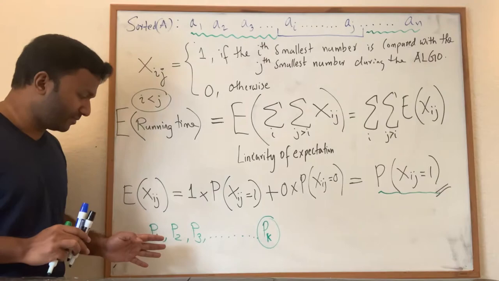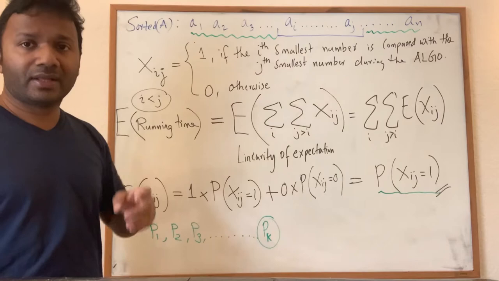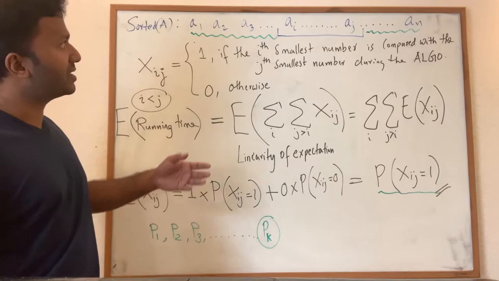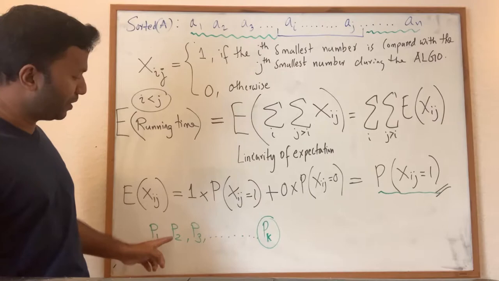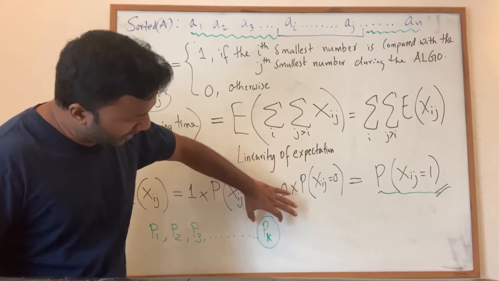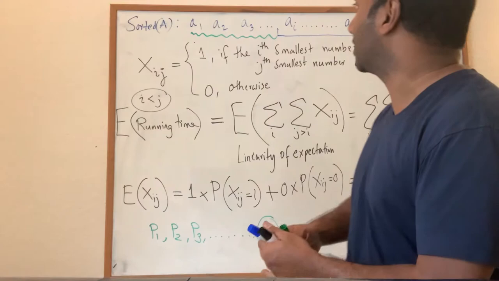Then after that you got P2, and P2 is, let's say, another pivot. And if P2 is somewhere again here or there, it doesn't matter to us. But what really matters is this. Let's say we chose P1, P2, P3, etc., until we reach a Pk, and suppose Pk is the first pivot which is between Ai and Aj.